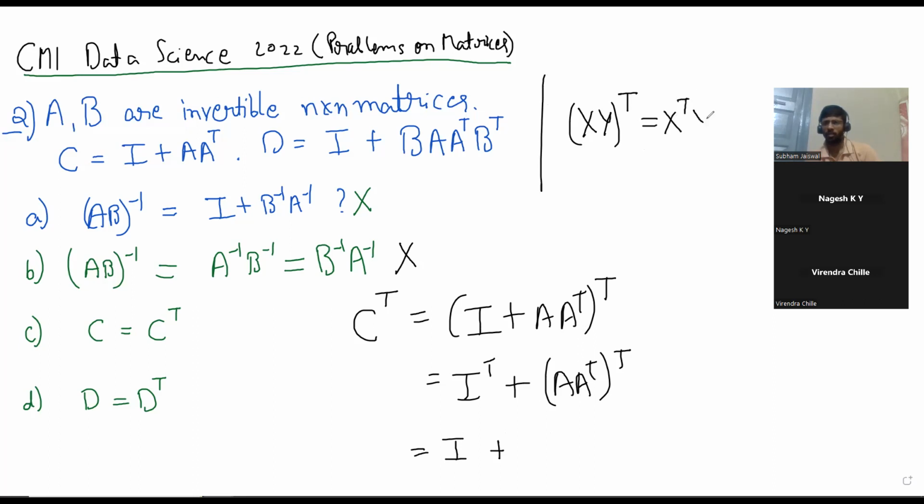Can you take some example and see? Okay, let me check. A, B, C, D. Nagesh, what do you think XY transpose is? Can it be this? No, I don't think it is this. It should be the other way, right? You guys don't know it? Okay, you should know this.